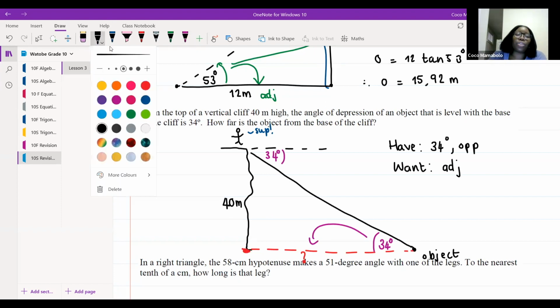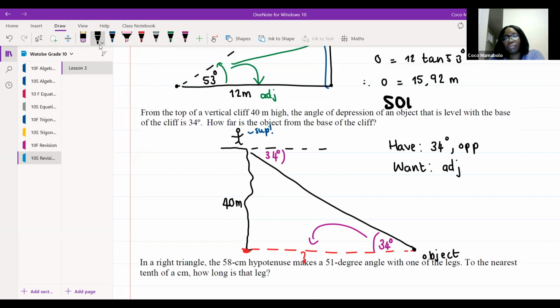If we look at SOHCAHTOA, which one of these are we going to use? The SOH, the CAH, or the TOA? We're going to use the TOA. Good. You have to be very careful. The CAH would need the hypotenuse. We don't want the hypotenuse. We want the length from our object to the base of our cliff. Right. So we're going to use TOA.